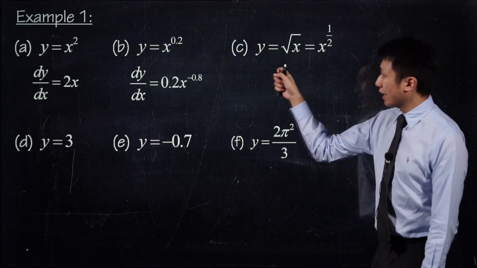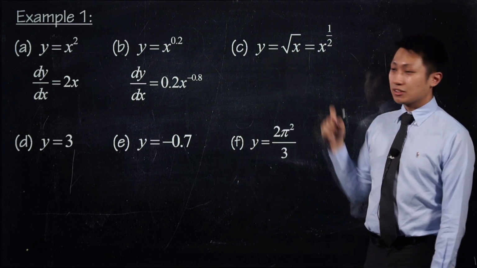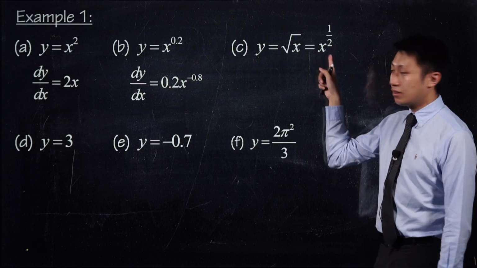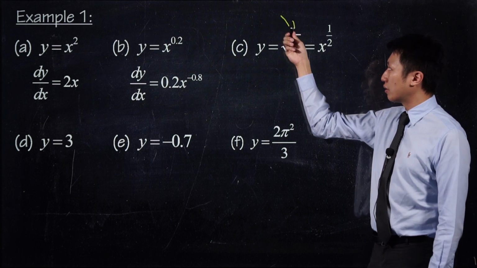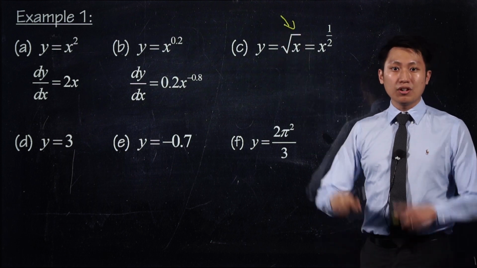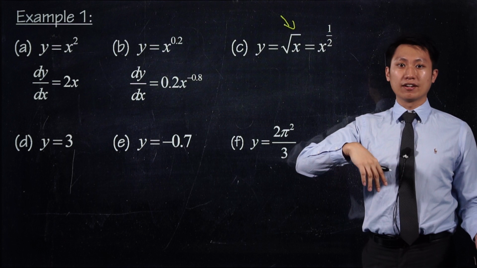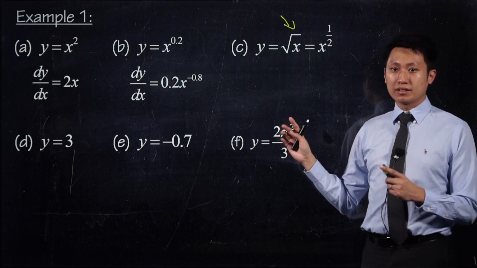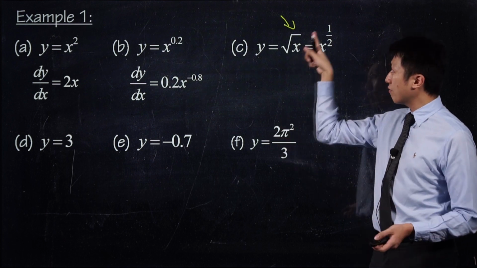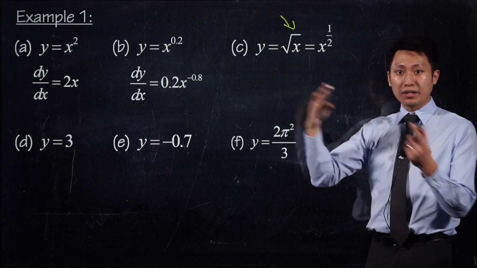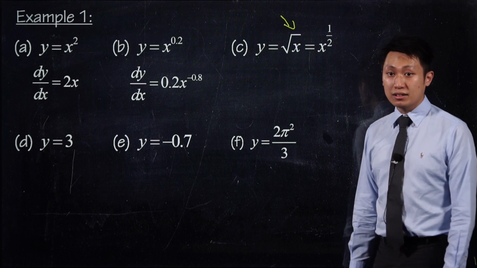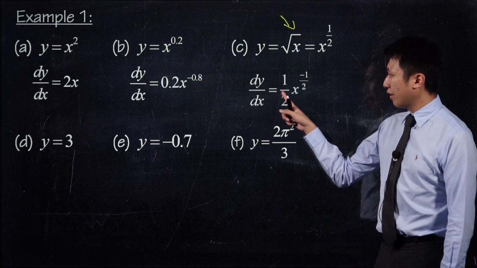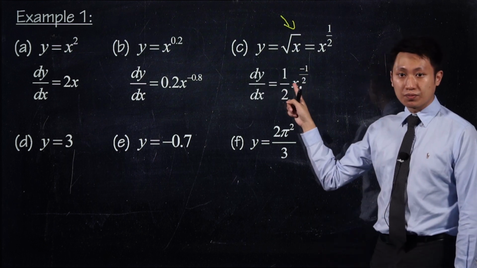Next, y is equal to square root of x, which is equal to x to the power 1 over 2. Why don't we directly work on this one? Because we do not know what the power is, we can't bring it down, right? We want to make use of the same formula, so we have to have some kind of power here, so that I can bring down the power and minus 1. So now dy dx is easily seen: half x to the power negative 1 over 2.